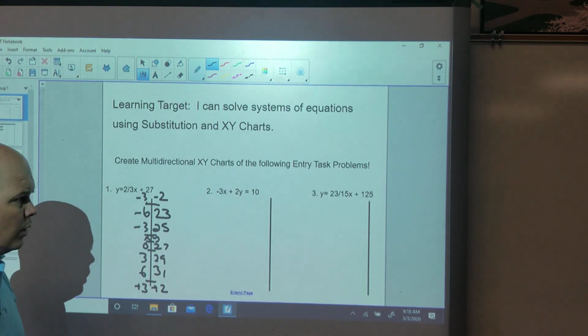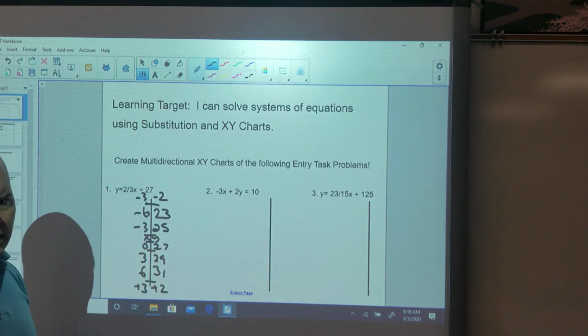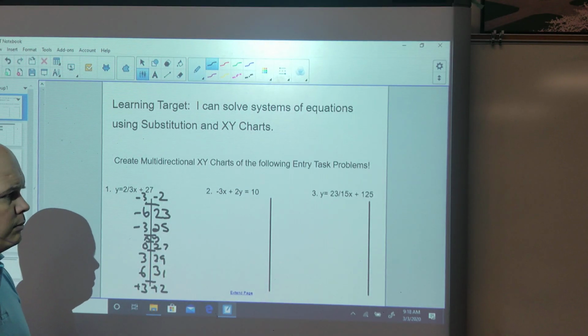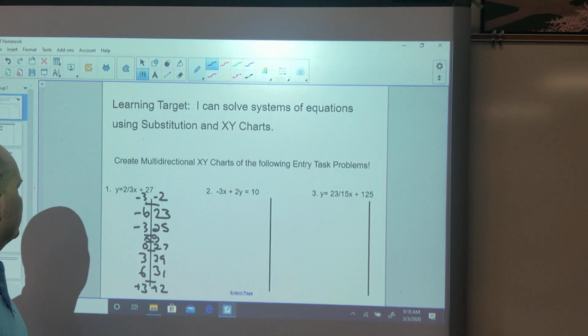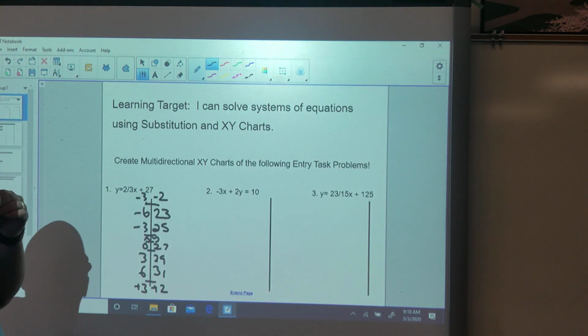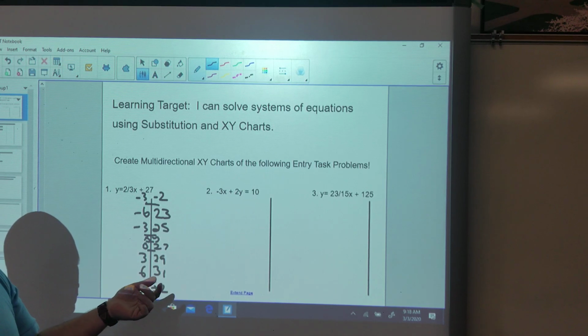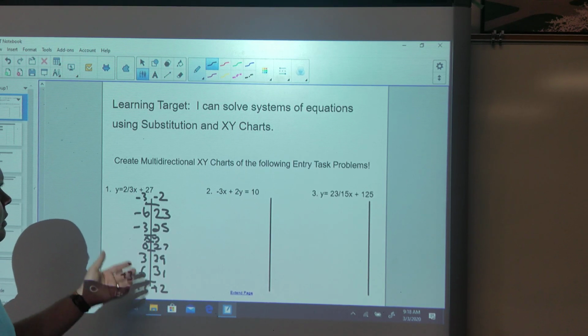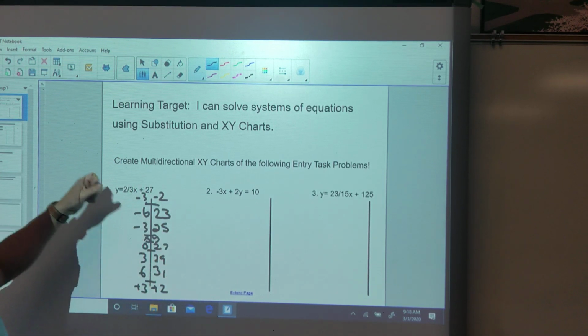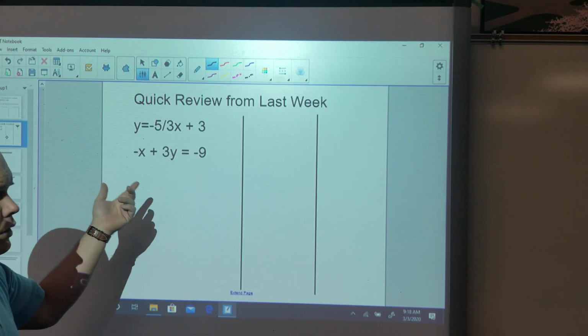Okay, and then I think we went through the third one in class together, so you should have had those in your notes, but if not, just complete them on your worksheet, you'll be fine. Okay, our goal this week is that we could solve systems using substitution, so we're learning a new concept. We've been solving using multi-directional XY charts, and those have looked like this.